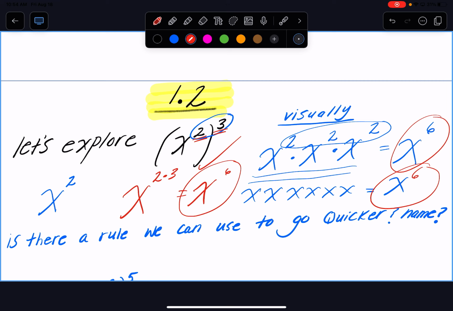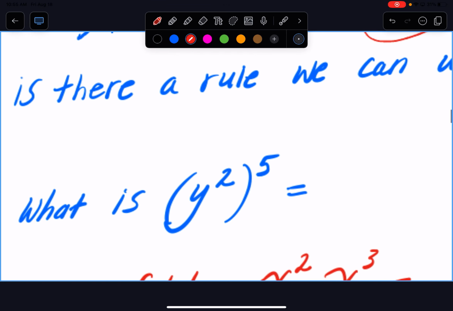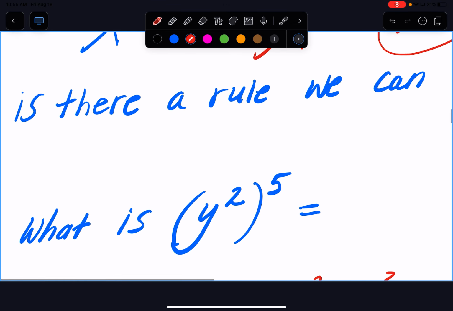So we have the product property, which means you're multiplying the same base. The quotient property means you're dividing the same base. This is what we just call the power rule. Power rule: if you have a power raised to an additional power, you multiply the powers. Okay, so for example, what is y to the 2nd to the 5th? Y to the 10th. Yes, everybody? Because it's a power raised to an additional power, we multiply the powers.